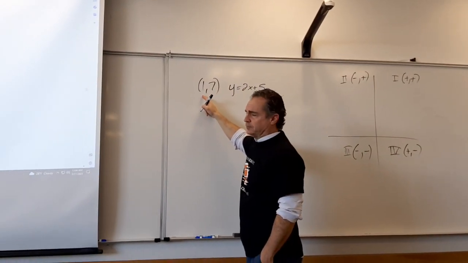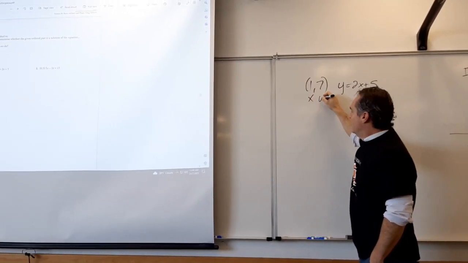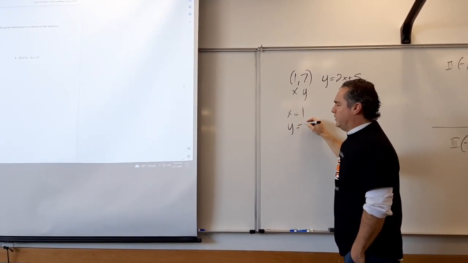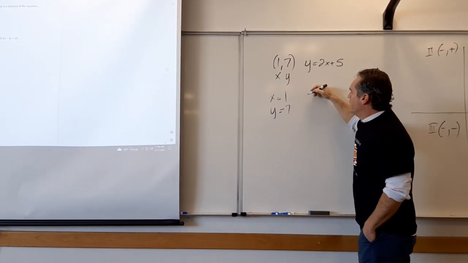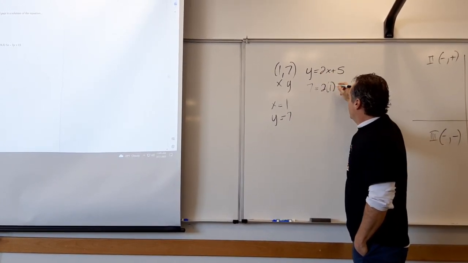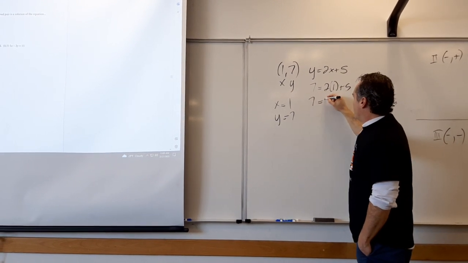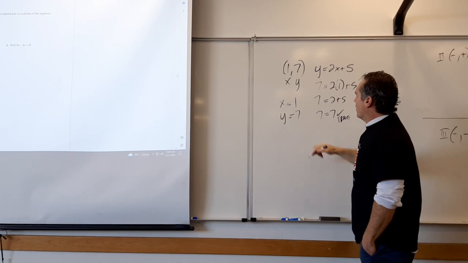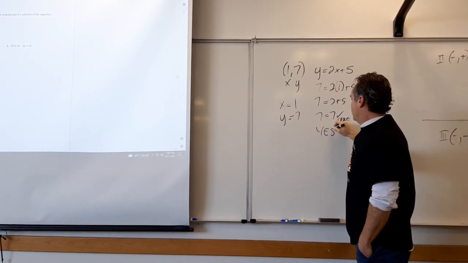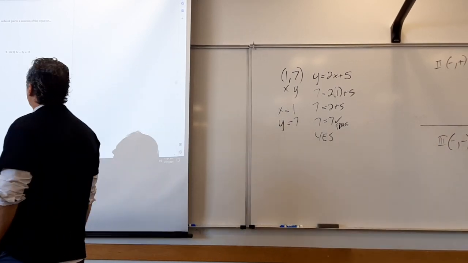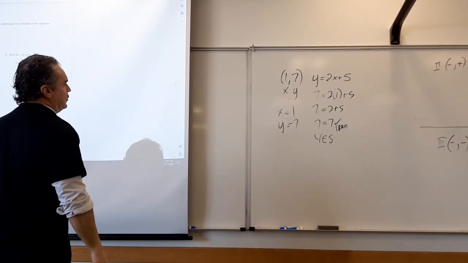So, do you all understand what coordinate is that? X. And what coordinate is that? Y. So, x equals what? 1. And y equals what? 7. Can I plug those in here? Yeah. Yep. So, I can put 7 in here. I can put 1 in here. And I have plus 5. 7 equals 2 times 1 is 2 plus 5. 7 equals 7. Check that is true. Therefore, yes. This point is on that line. Yes, this is a solution to the equation.